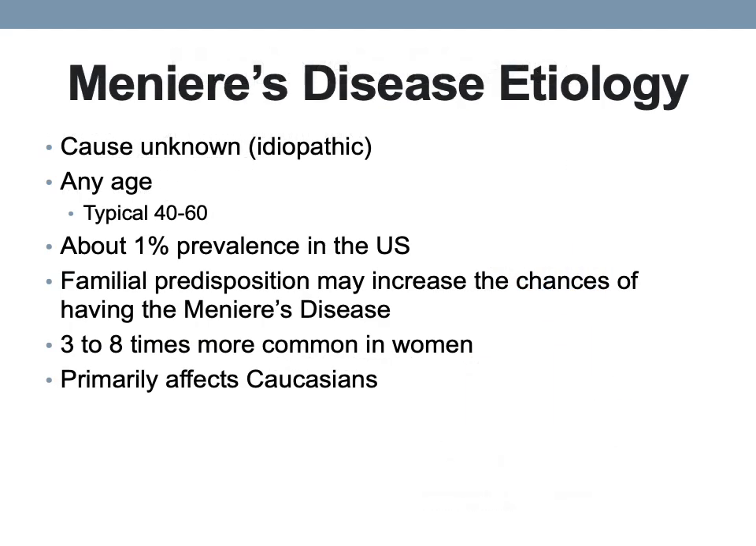Meniere's disease etiology is that the cause is totally unknown, idiopathic. It can occur at any age, but it typically affects individuals between the ages of 40 and 60, with about 1% prevalence in the U.S. population. Familial predisposition may increase the chances of someone having Meniere's disease, but it doesn't mean you will get it. It's 3 to 8 times more common in women than men, and it primarily affects Caucasians. I've actually had 3 patients with Meniere's disease in my years of practice, and all 3 of them were old white men.